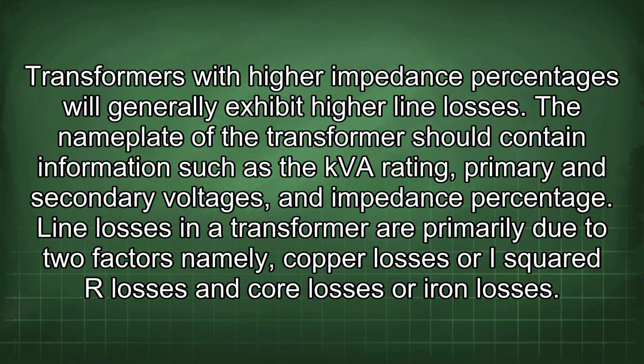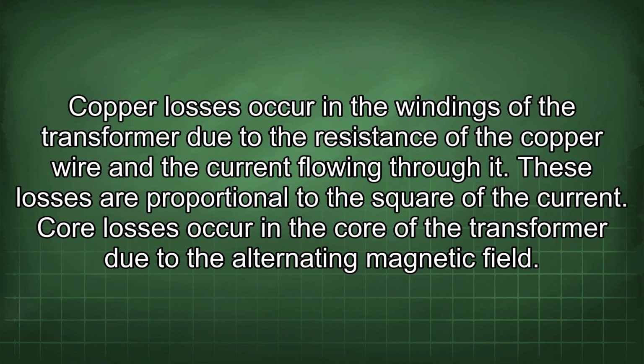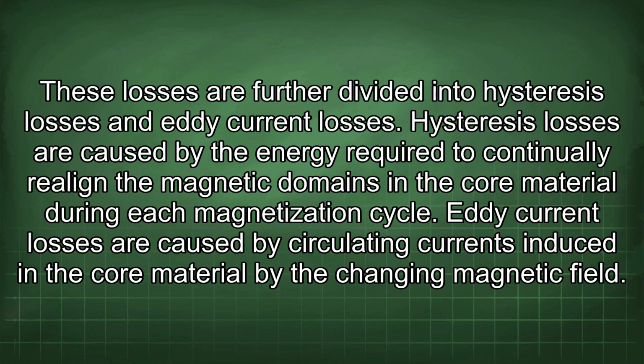Line losses in a transformer are primarily due to two factors, namely copper losses or I²R losses and core losses or iron losses. Copper losses occur in the windings of the transformer due to the resistance of the copper wire and the current flowing through it. These losses are proportional to the square of the current. Core losses occur in the core of the transformer due to the alternating magnetic field. These losses are further divided into hysteresis losses and eddy current losses.